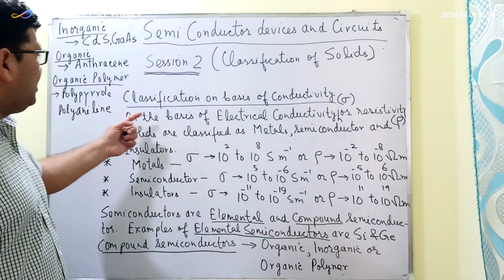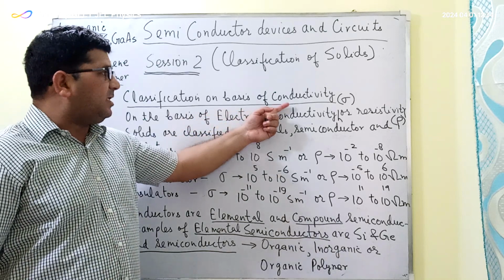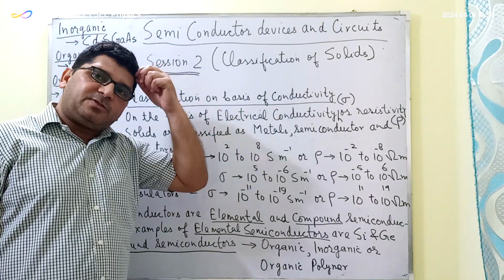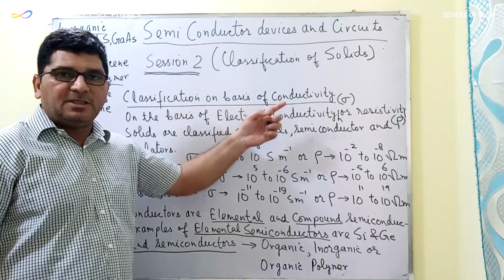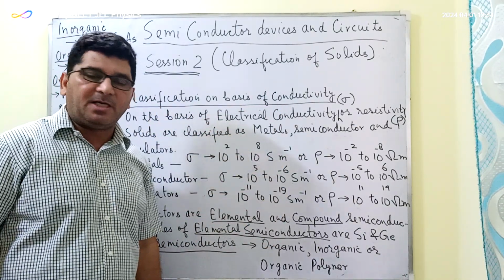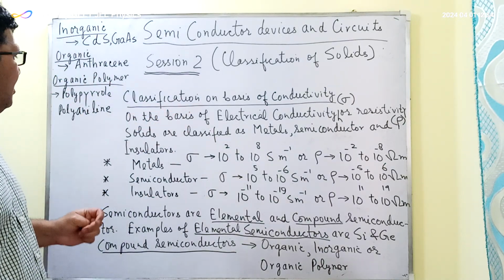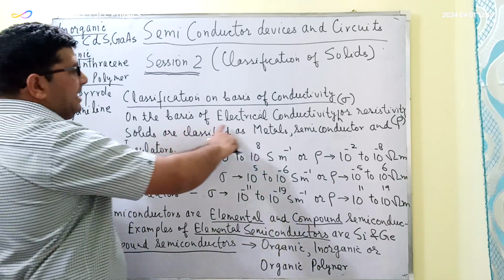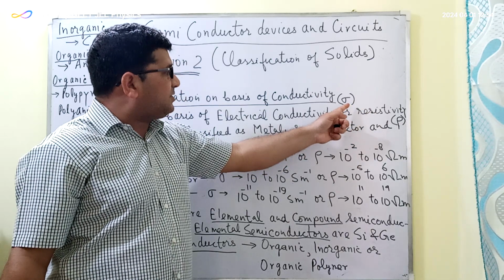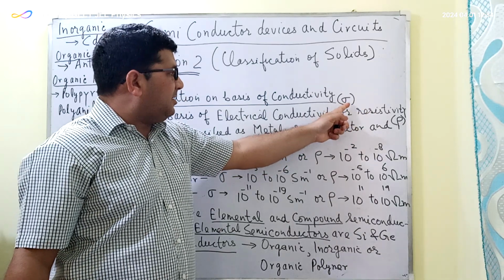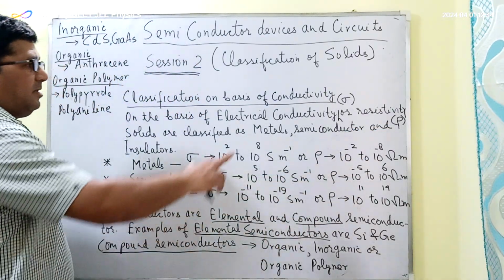In today's session, I have taken the classification on the basis of conductivity, and basically there are two types of classification. One is on the basis of conductivity, and the other one is on the basis of energy bands. So today I will be discussing the classification on the basis of conductivity. On the basis of the electrical conductivity, or you can say the resistivity, the conductivity is denoted by sigma, and the resistivity is denoted by rho.